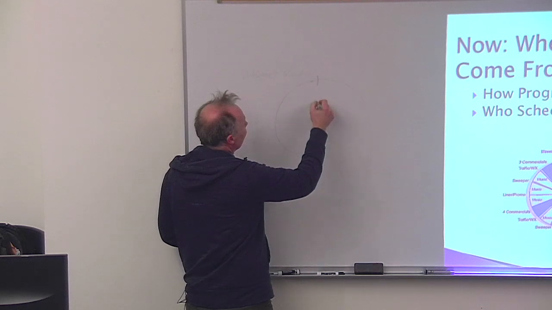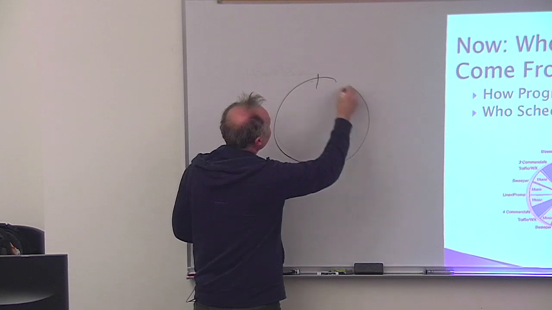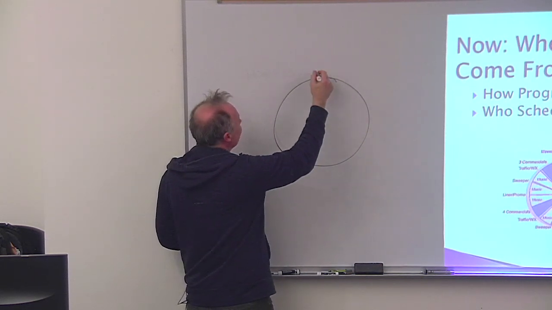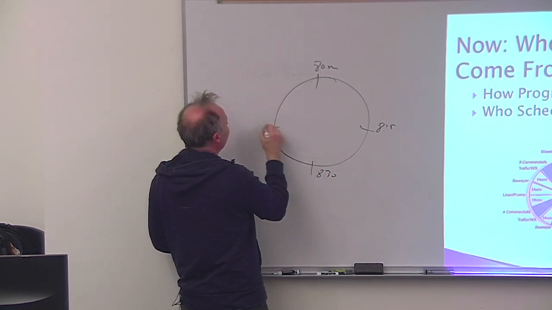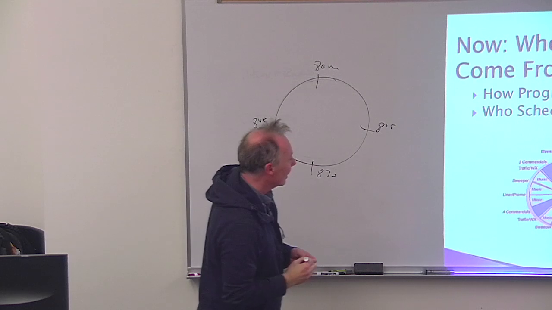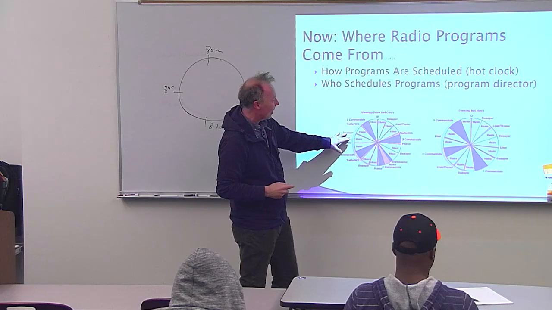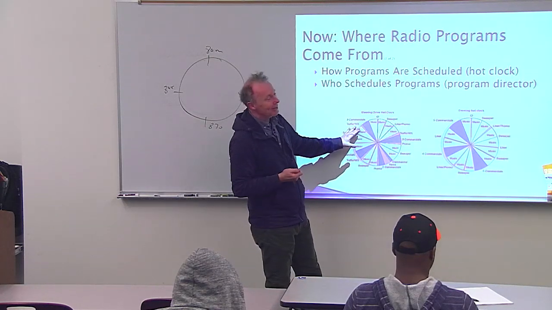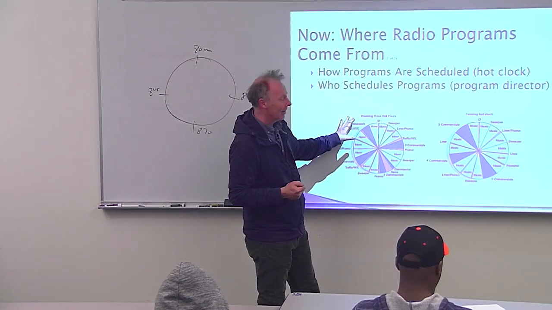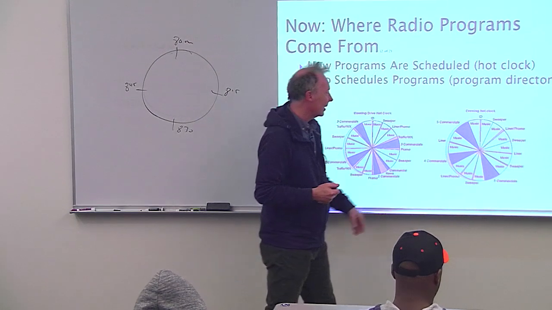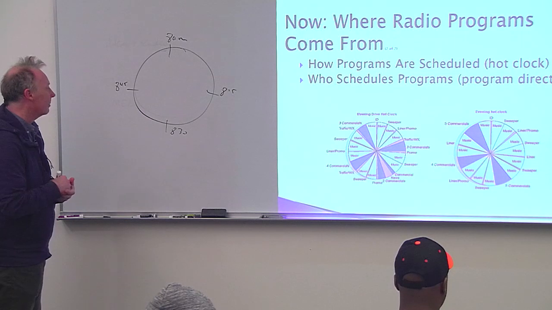So this would be the top of your hour, like let's say 8 a.m. It starts there, 8:15, 8:30, 8:45. And as you can see, the clock would be different depending on the day part. So this is the morning drive, which is where you get the biggest audience, you get the most people listening, and the best ad sales. And then over here in the evening, things are different. So the clock itself will change depending on the day part.